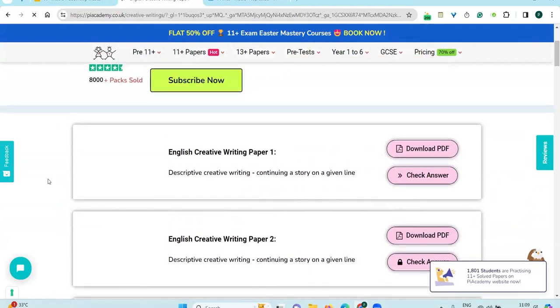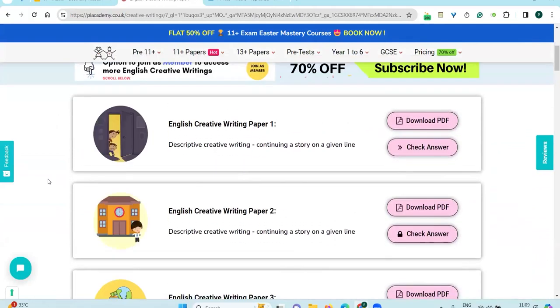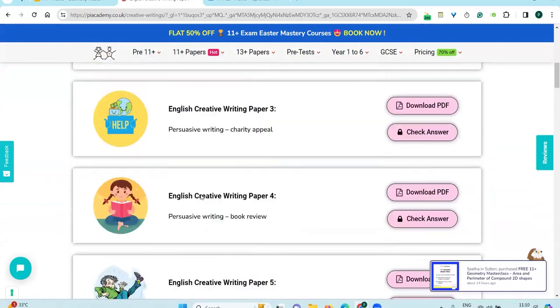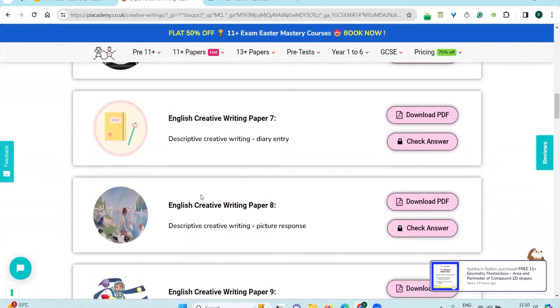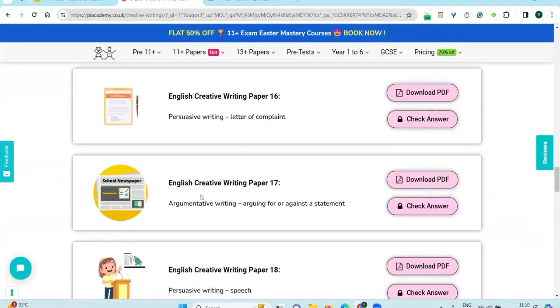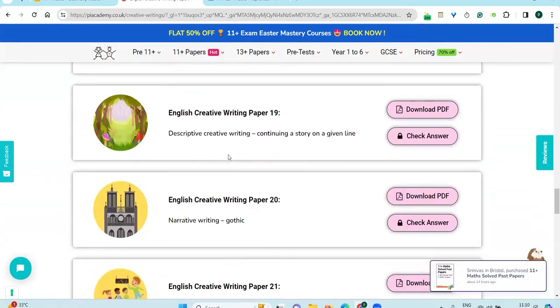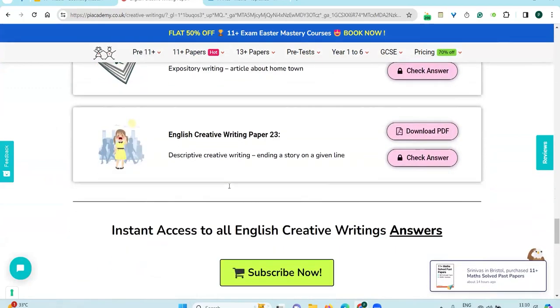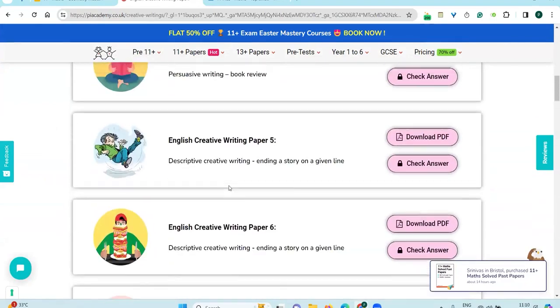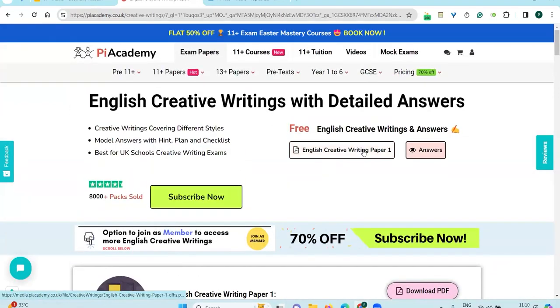So on PyAcademy, as you can see, we have different types of creative writing pieces. There is descriptive creative writing, persuasive writing, then we move on to narrative writing, and finally argumentative writing and expository writing. There are around 23 creative writing pieces. You can check them out. We have a sample creative writing paper here. You can click on it.